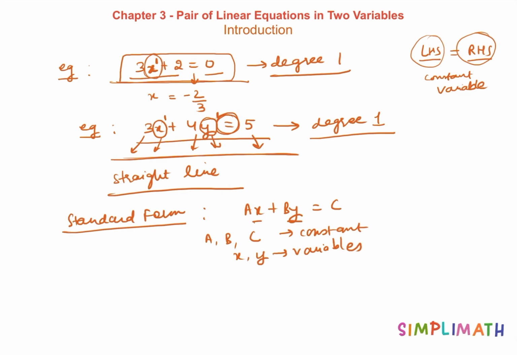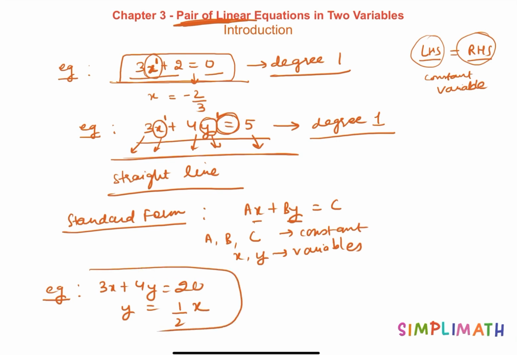Now we will understand finding the solution of a pair of linear equations. So for example, we are given two equations, 3x plus 4y equals to 20 and y equals to 1 by 2x. So it is a pair of linear equations. So we will understand in this chapter how to find the solution of pair of linear equations. So there are various ways, and we will understand them one by one in the coming videos.